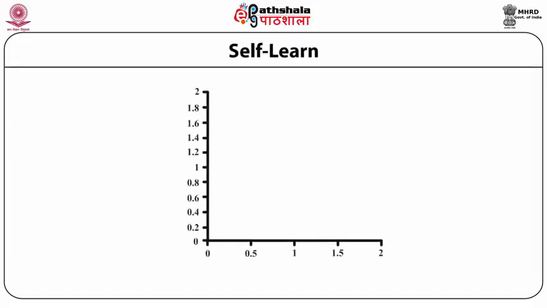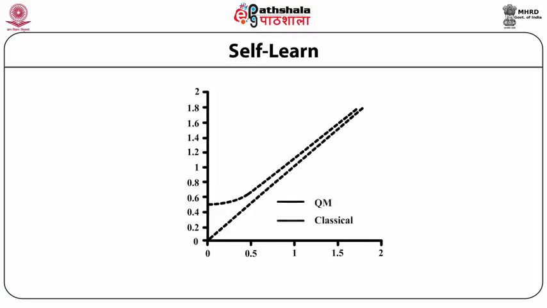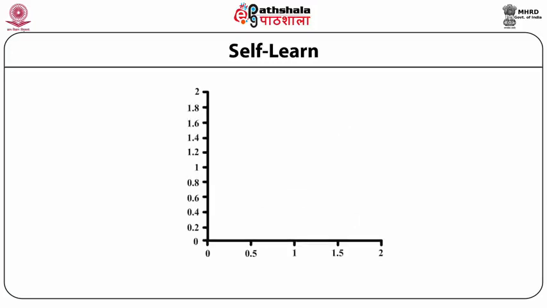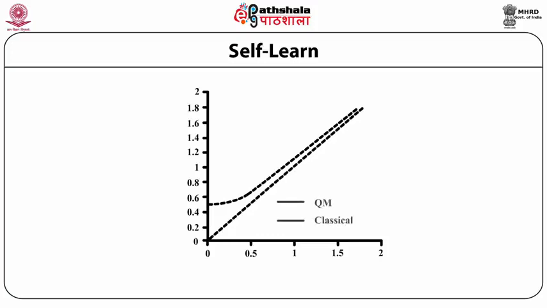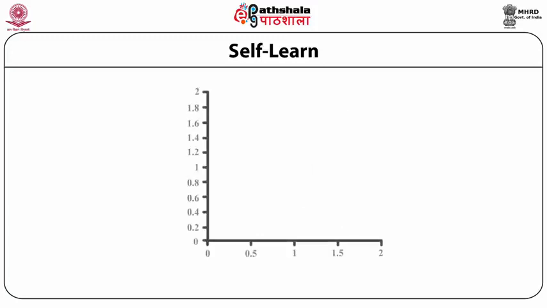Figure 3 shows the graph of E upon Nħω versus kBT upon ħω for quantum mechanical and classical harmonic oscillators. It is worth noting that when kBT upon ħω becomes large, the quantum mechanical results approach classical results.